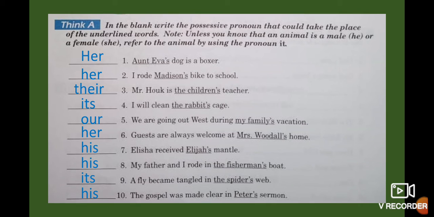Number four, I will clean its cage. Number five, we are going out west during our vacation. Number six, guests are always welcome at her home. Number seven, Alicia received his mantle. Number eight, my father and I rode in his boat. Number nine, a fly became tangled in its web. Number 10, the gospel was made clear in his sermon.